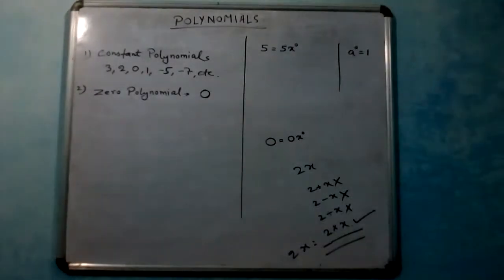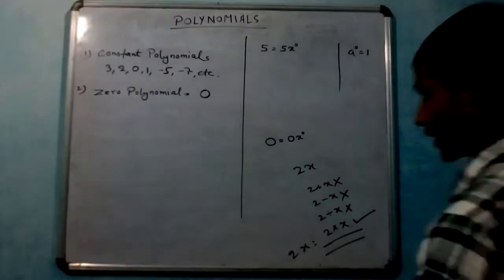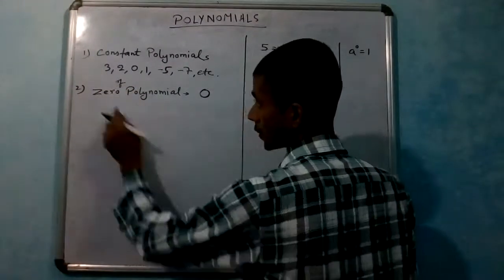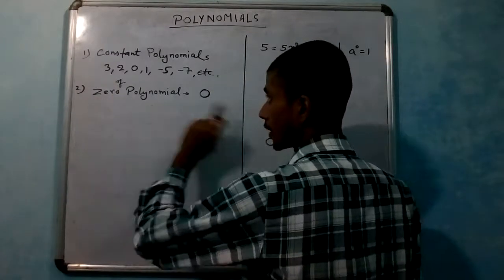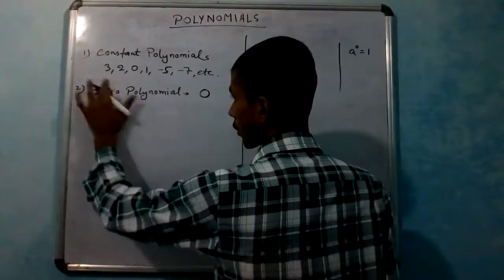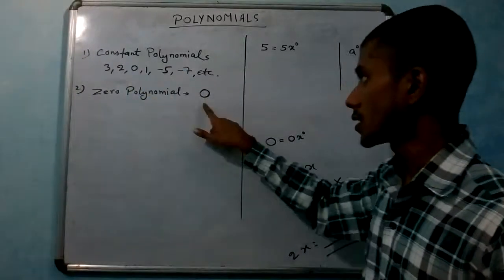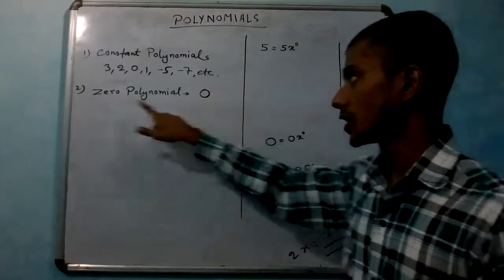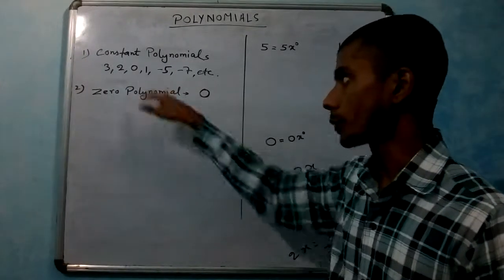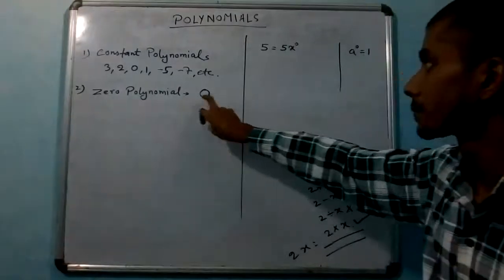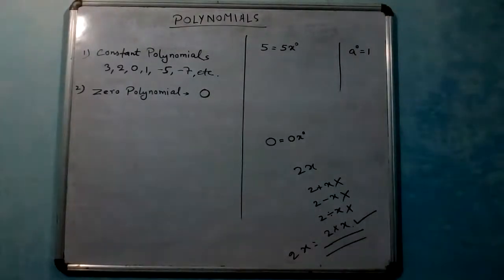Don't get it confused with the zero of a polynomial. Okay, this is a very different thing. Right now we are only talking about the zero polynomial. Just like the constant polynomial, this is the zero polynomial. Don't think it is the zero of a polynomial. The zero of a polynomial we will discuss later. That is quite a different thing. Clear here? Fine.